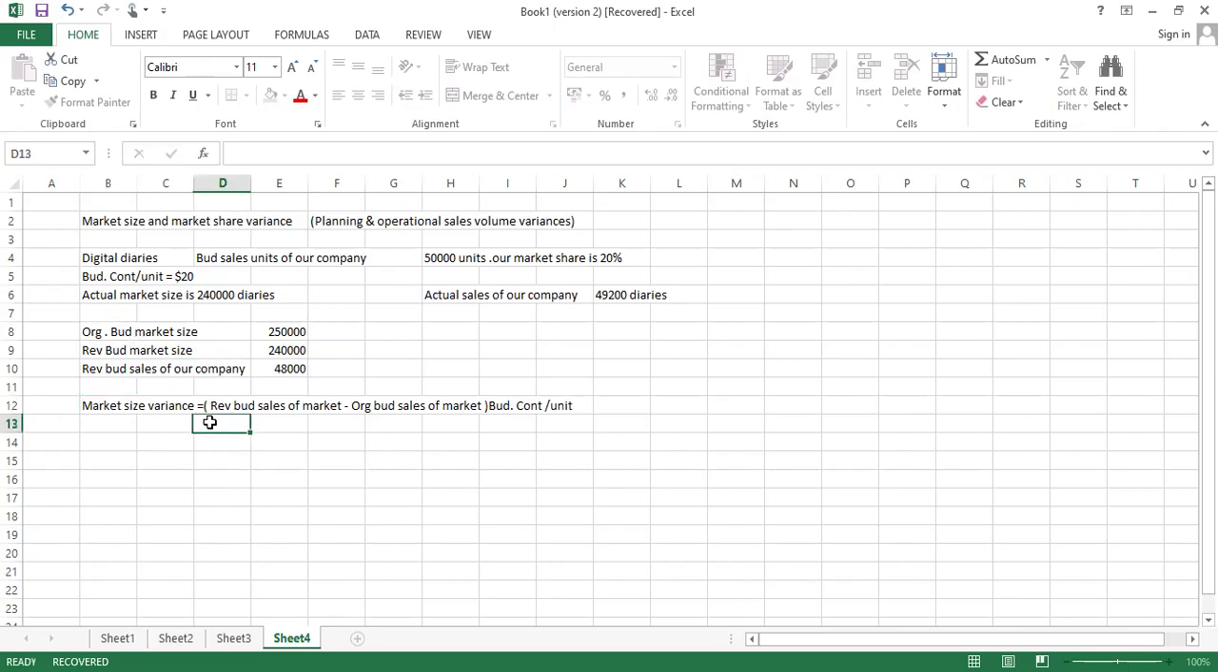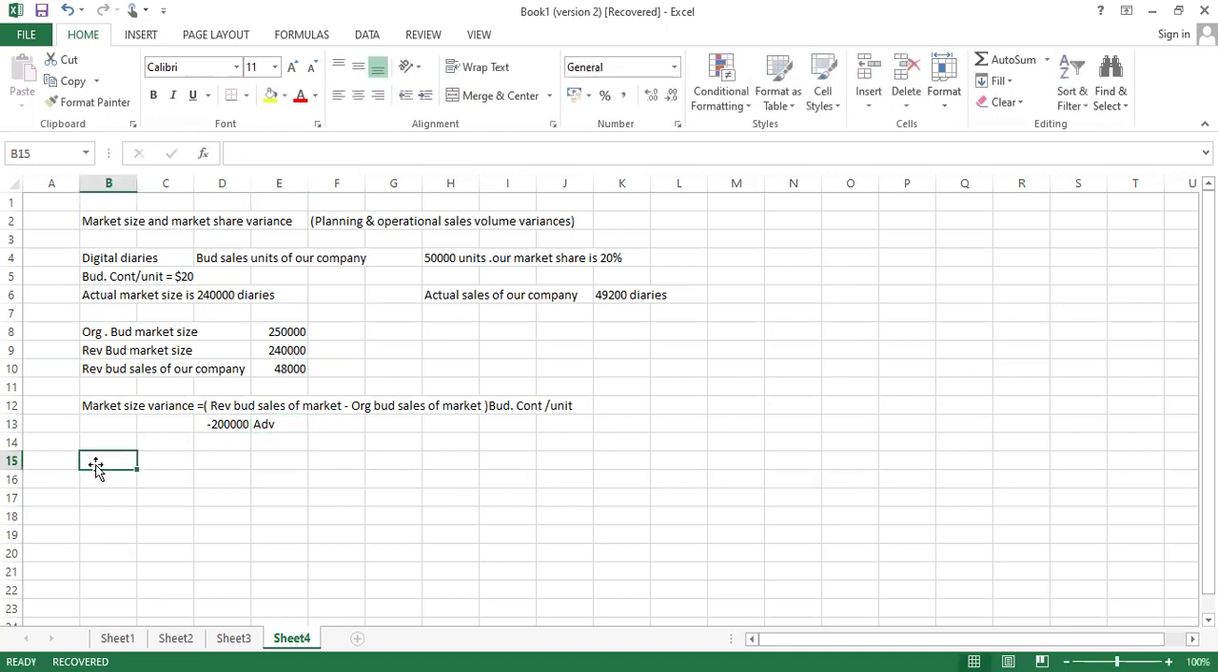So we are saying that revised budgeted sales are 240,000 of the market, minus original 250,000 of the market, into contribution of 20, and it is called what? It is called adverse. Why? Because originally the market was saying that we will sell 250,000, but we are actually selling 240,000 in the whole market. So the variance of the whole market is adverse.